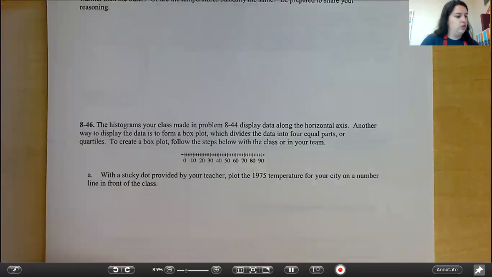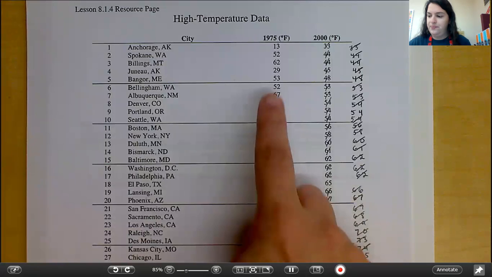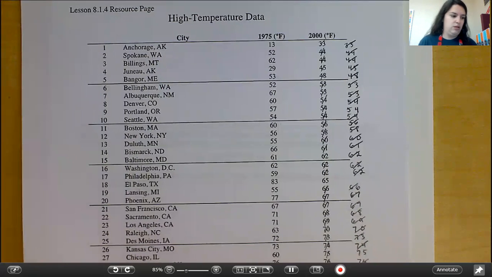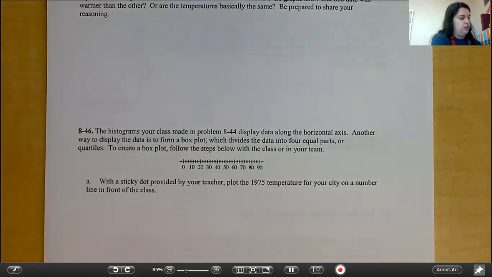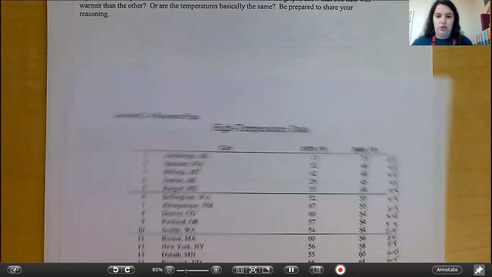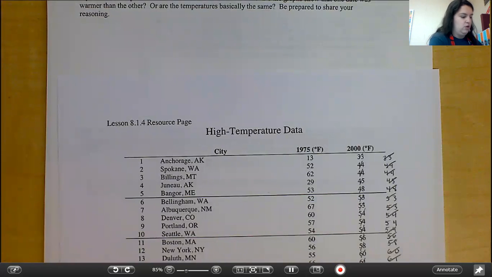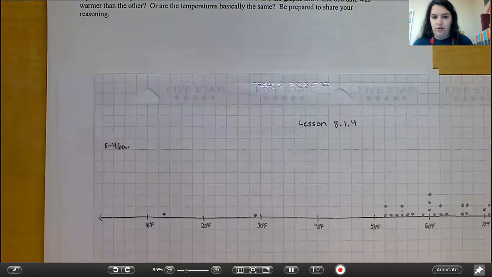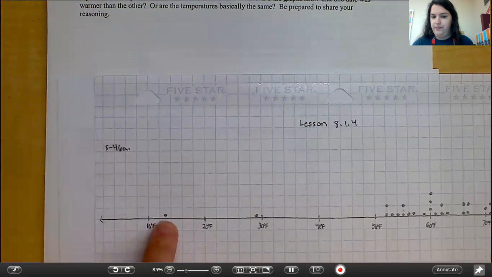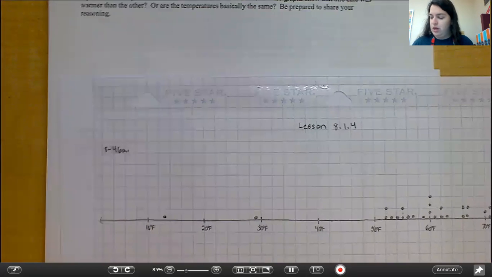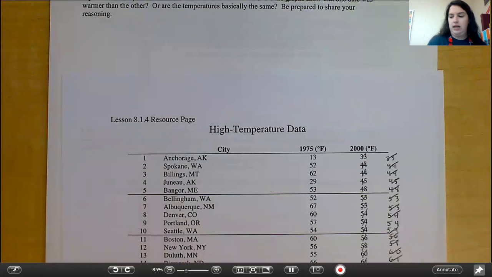I then, on my resource page, plotted the temperatures for 1975, which is this first column right here. As you can see, the first temperature was 13 degrees. So on my number line, 13 degrees is all the way over here. You will need to do the same to make sure that you have all of your data accounted for.